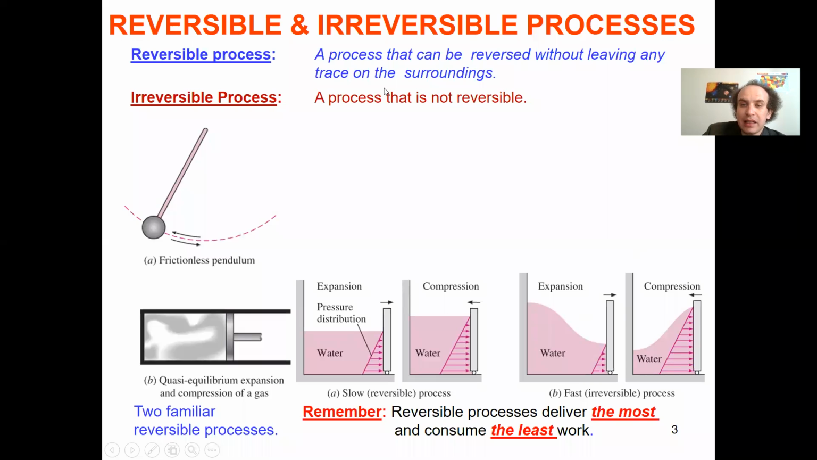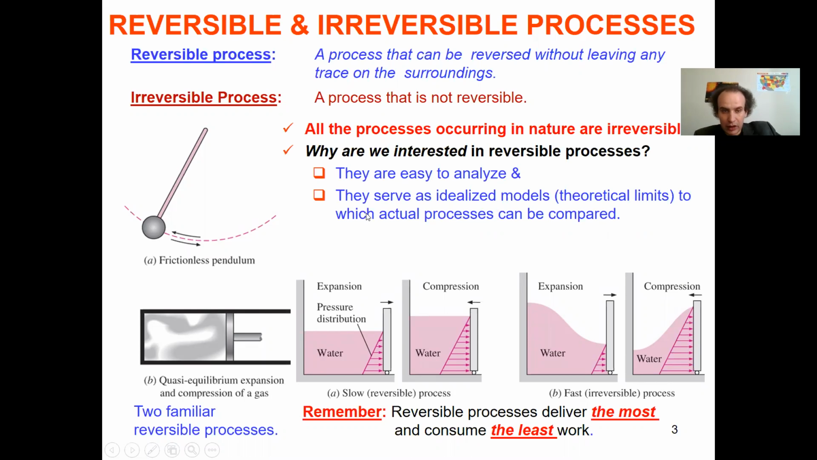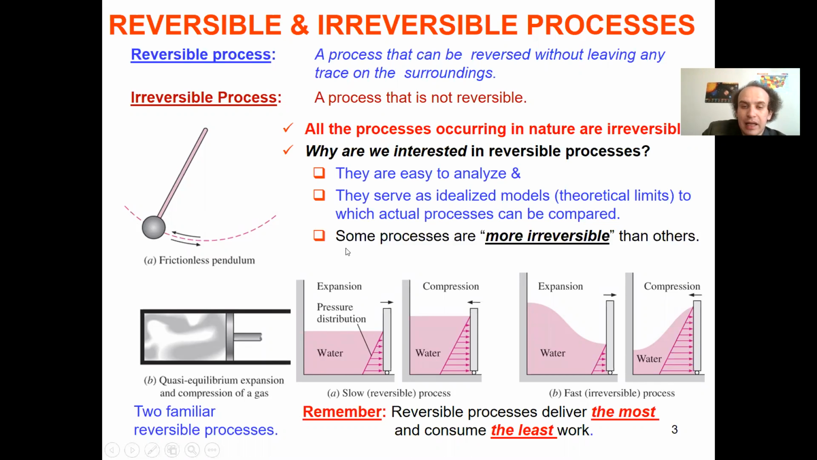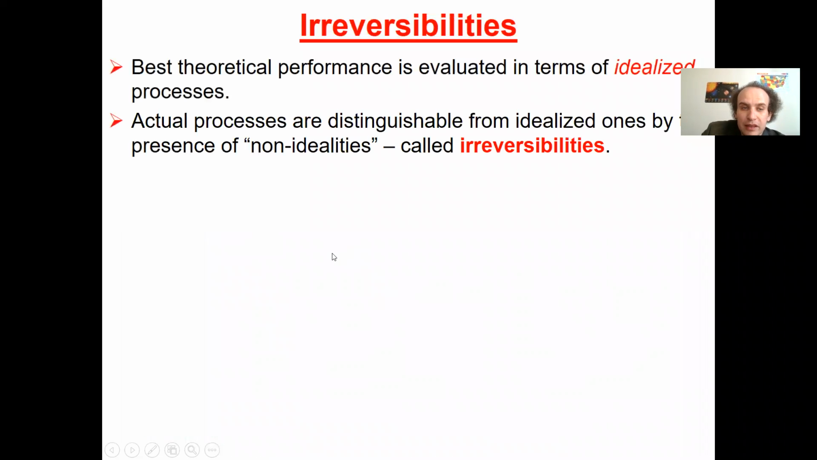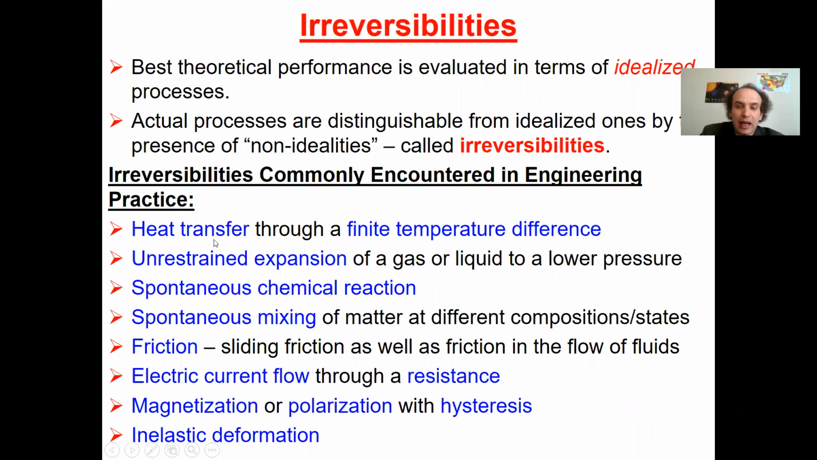We discussed it, and basically we realized that all the processes we face in nature, unless simplified, are irreversible. Unless you talk about a frictionless pendulum like this, or a quasi-equilibrium expansion or compression of gas back and forth, other things are irreversible. So what are irreversibilities? I think we described them last time. Heat transfer through a finite temperature difference, right? Because energy has a quality. Higher temperature gives higher quality of energy.